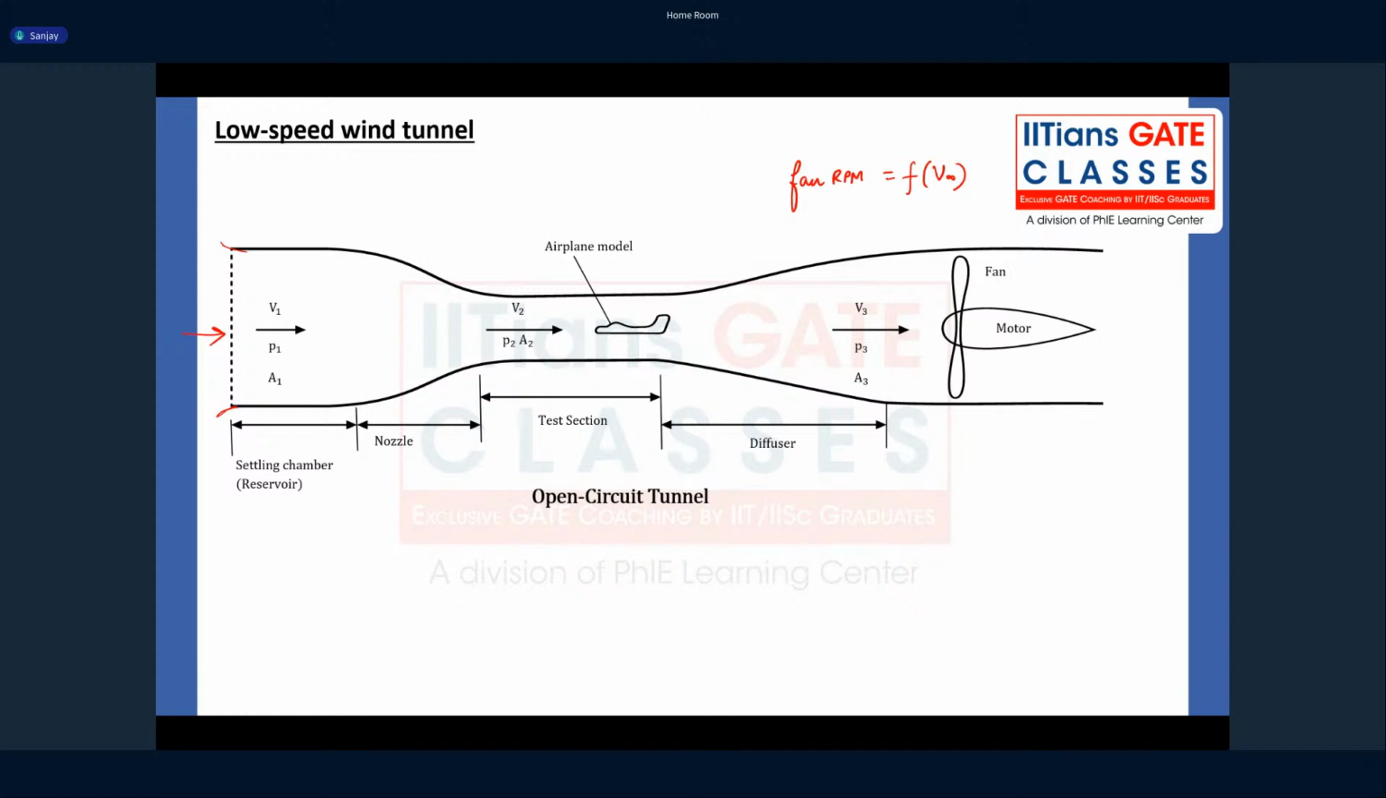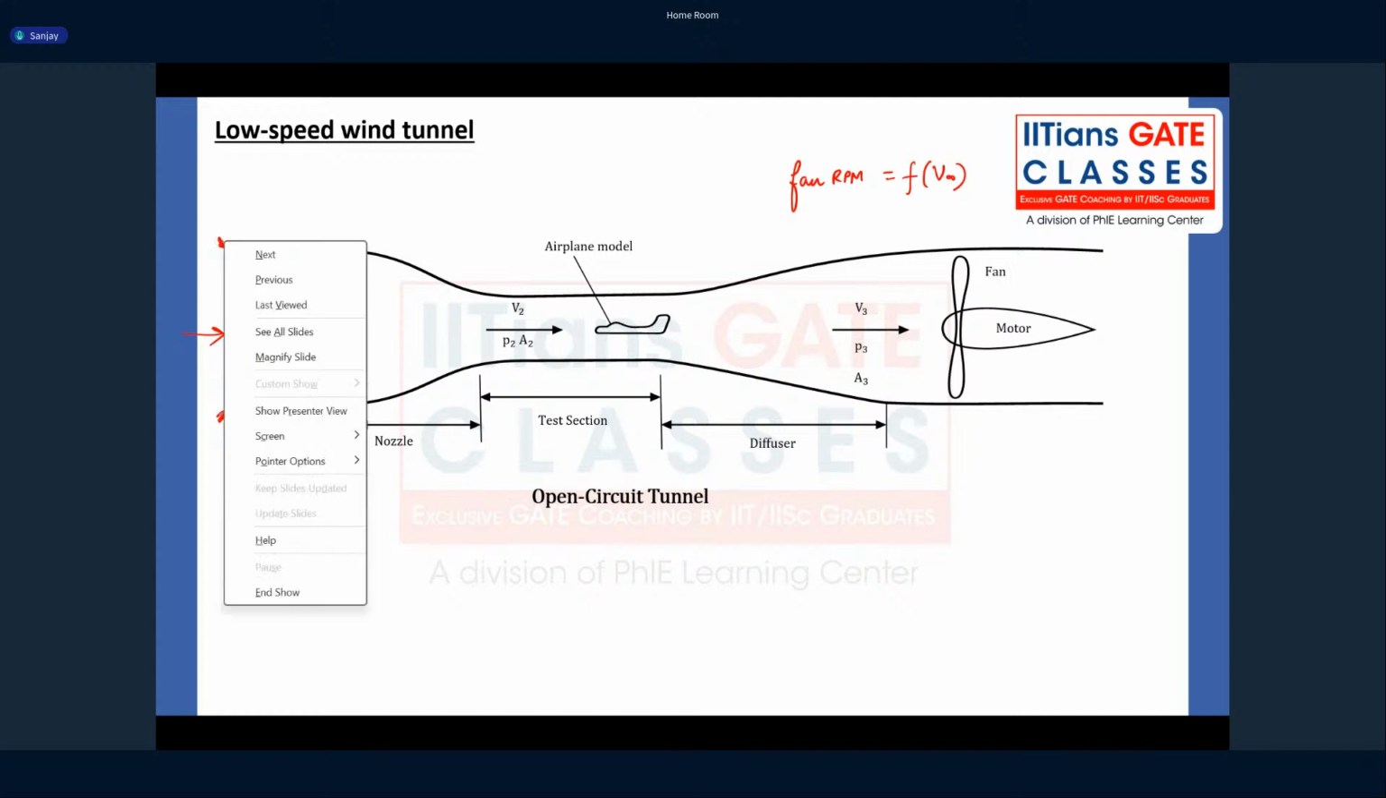The moment you switch on the tunnel, not at the same instant, but after some time, once a steady flow is established, you will see that you are getting the flow of that particular velocity in the test section. Okay, so you have the inlet. At the inlet, you would have seen it is a bell shaped inlet. It is not a very sharp inlet, it's a bell shaped inlet.